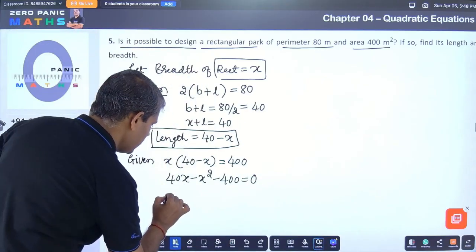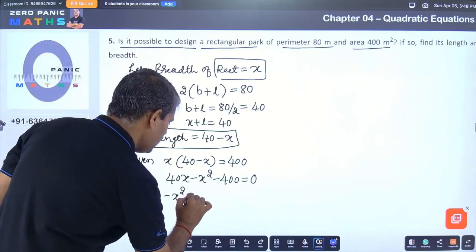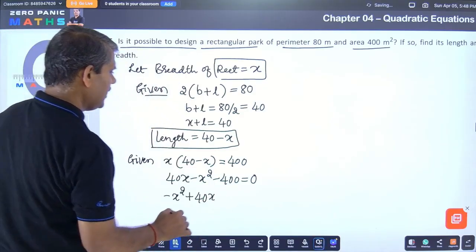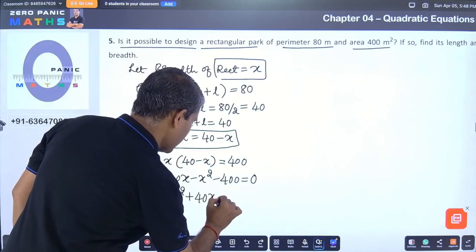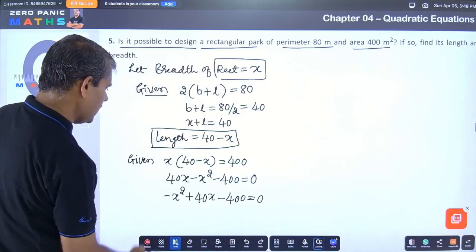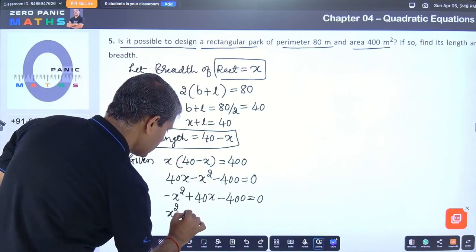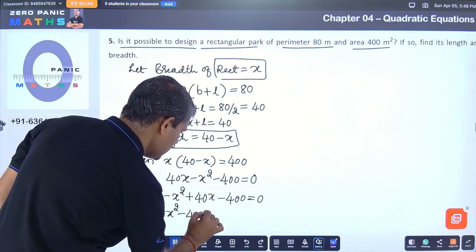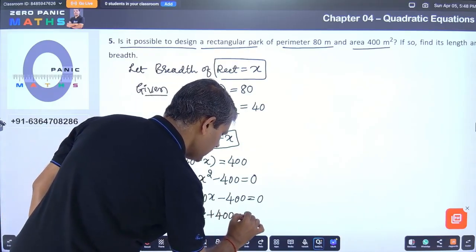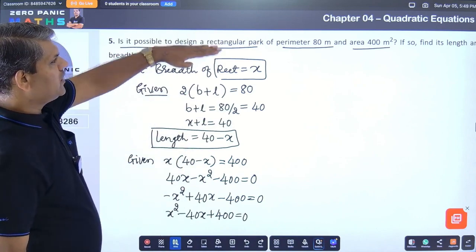So it is actually minus x square plus 40x minus 400. There is no change in this. Multiply minus throughout, it will give us x square minus 40x plus 400. This is the quadratic equation explaining this situation.